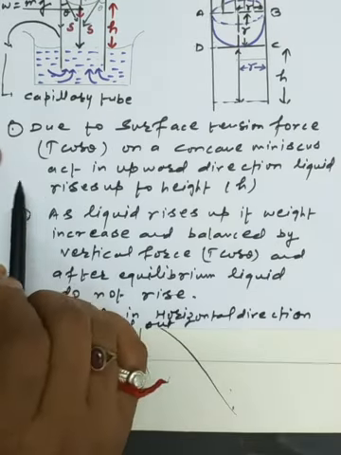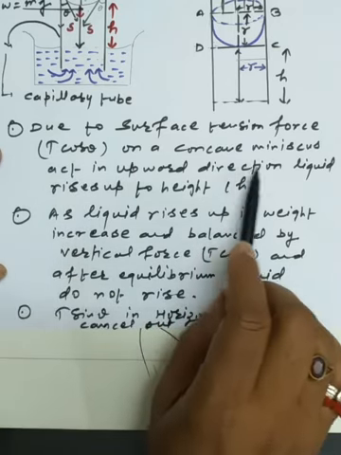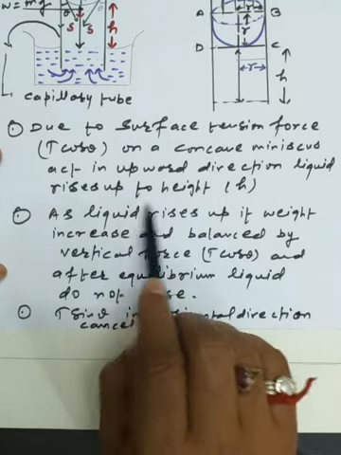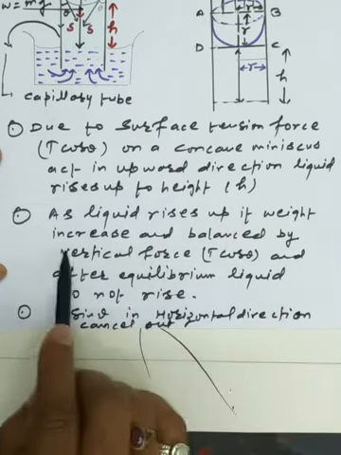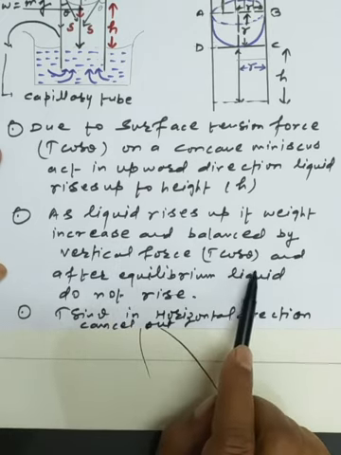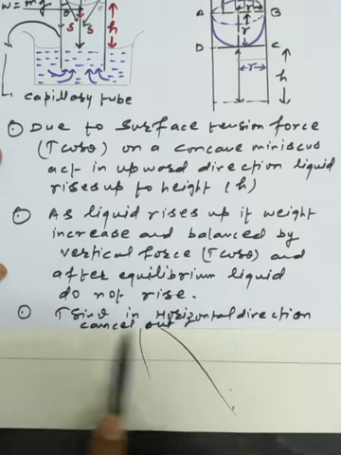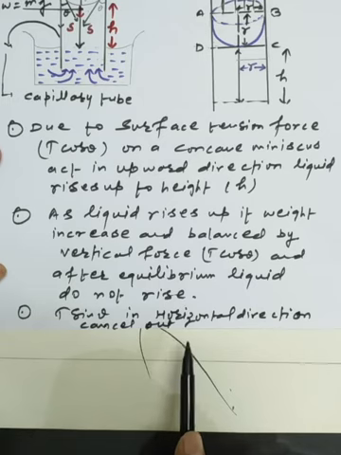So here I have made the basic assumptions. Due to the surface tension force T cos theta on a concave meniscus acting in an upward direction, the liquid rises up to a height h. As the liquid rises up, its weight increases and is balanced by the vertical force, that is called the T cos theta, and after equilibrium the liquid does not rise. Now T sin theta, the component in the horizontal direction, cancels out each other, so it doesn't have any kind of role in the rising of the liquid in the capillary action.